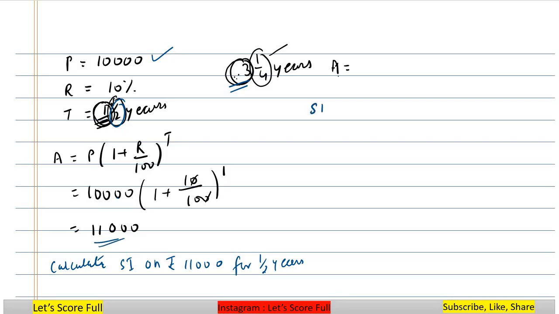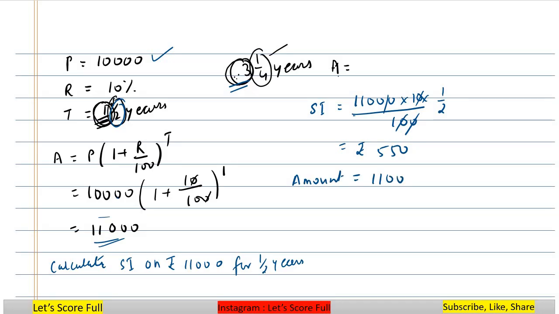ठीक है? So simple interest on 11,000 will be 1, time period is 1/2, rate of interest is 10, divided by 100. Do the cutting, and it is 2 ones are 2, 2 fives are 10, 550 rupees, right? So what amount will he get after 1.5 years? The total amount he will get is that 11,000 and this much interest, which is 550. So he will get 11,550. But previously how much did he get?